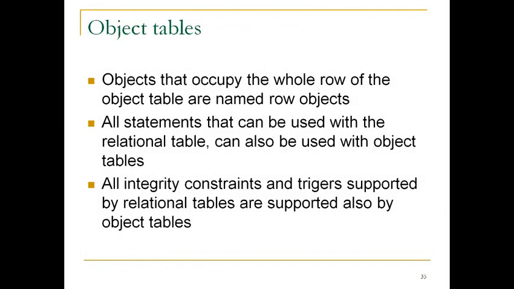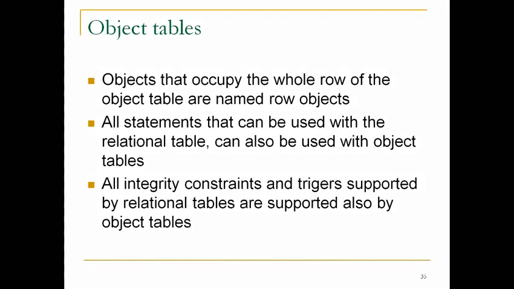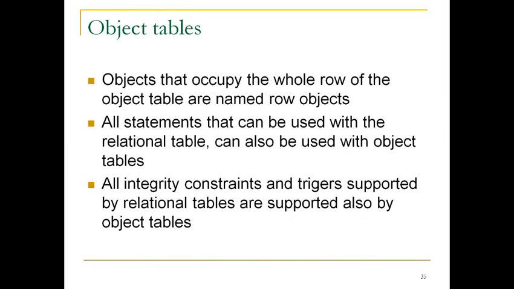So, summarizing about object tables, that are objects that occupy the whole row of the object table. And these objects are named row objects. And we can do all the things that we can do with the relational table, we can do with object tables. No limitations at all. We can also apply all integrity constraints, triggers that are supported by relational tables, also by object tables.